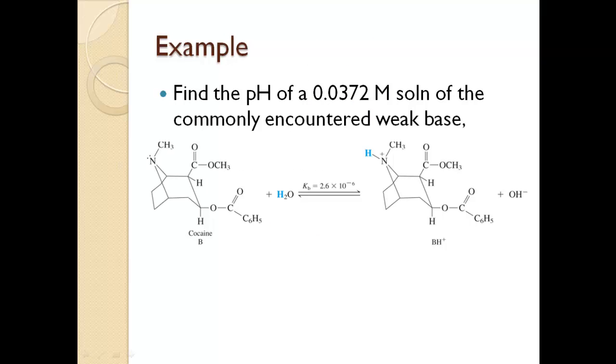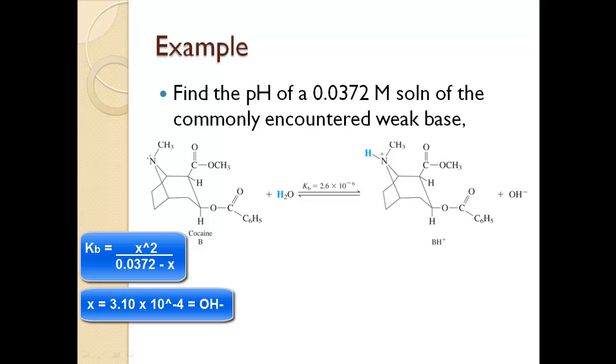So if we did an example that read, find the pH of a 0.0372 molar solution of the commonly encountered weak base, cocaine. Here I'm showing you the reaction and I'm giving you the Kb. So my general equation here is going to be B plus H2O is in equilibrium with BH plus and OH minus. I know that these two over here are going to be my X's, and I know that the final concentration of my B, my weak base, is going to be 0.0372 minus X. I plug that into the Kb equation, and I'm going to get X squared divided by 0.0372 minus X.